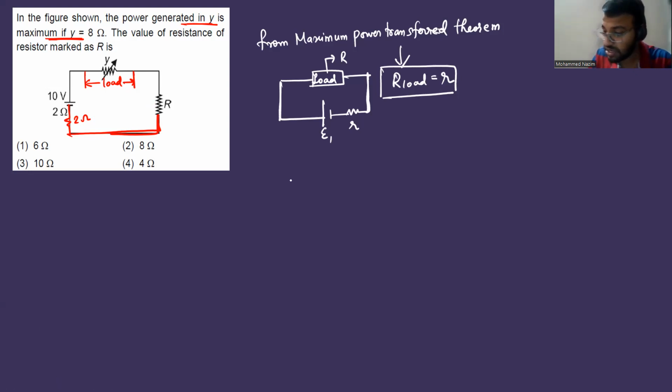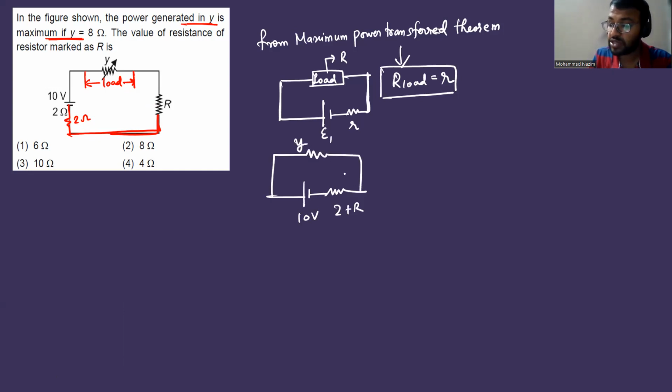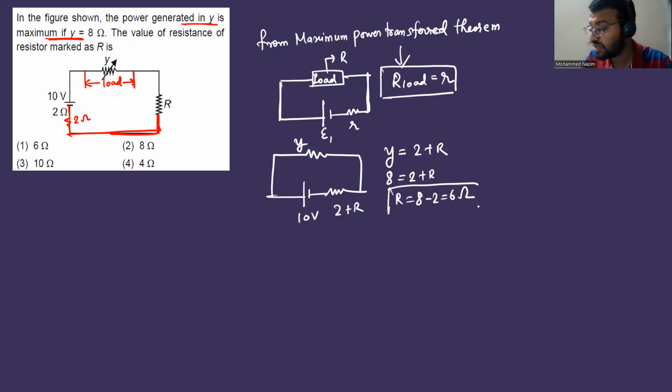So you can have a condition now where the EMF of the cell is 10 volt and the resistance, excluding the load resistance, is nothing but 2 plus R. And this is the load resistance, which is Y ohm. For maximum power transfer, from the maximum power transfer theorem, this resistance and this resistance should be the same. The load resistance Y should be equal to 2 plus R. Y is given as 8, so 8 equals 2 plus R, or R is 8 minus 2, which is equal to 6 ohm. So it's a direct application of the maximum power transfer theorem.